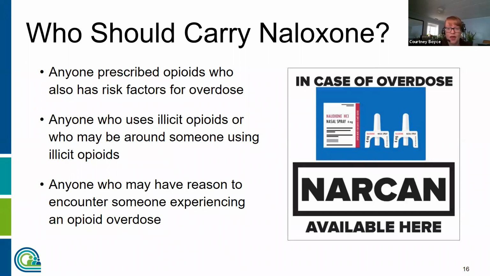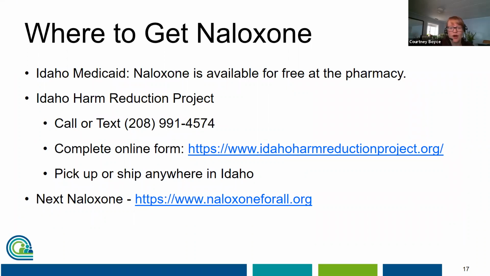And you can get naloxone through Idaho Medicaid. It's available for free. For anybody who has Medicaid benefits, they can go directly to their pharmacy and their pharmacist can write them that script. Or you can also access it through a statewide initiative called the Idaho Harm Reduction Project. They can also support individuals and organizations to have naloxone on site and teach you how to use it. And folks can call or text to order that naloxone, or they have an online order form. So it's really minimizing those barriers to accessing this life-saving medication. And they can pick up if they're here in the Boise area or Treasure Valley area, or they can also have it shipped anywhere throughout the state of Idaho.